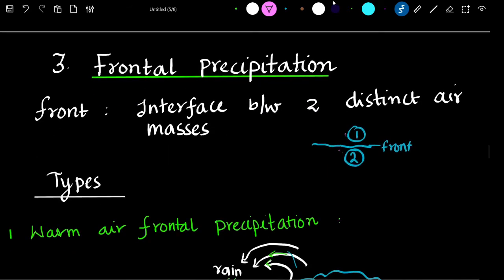Now next is frontal precipitation. Before saying what is a frontal precipitation, we need to understand what a front is. A front is just an interface between two distinct air masses. So there is an air mass 1 and 2. The boundary between these two air masses, we can call it a front.